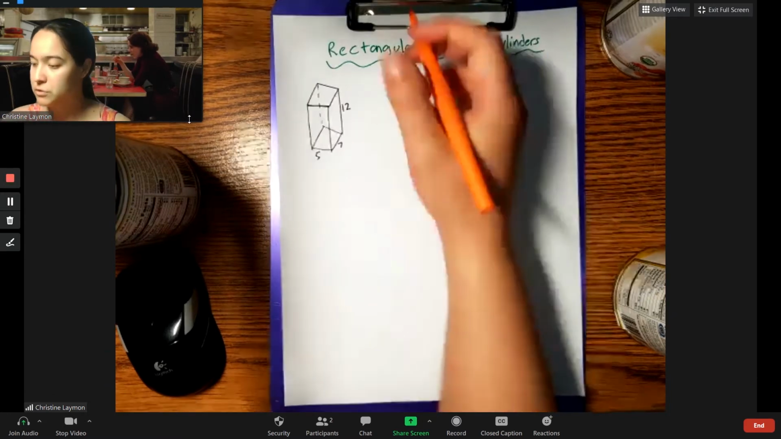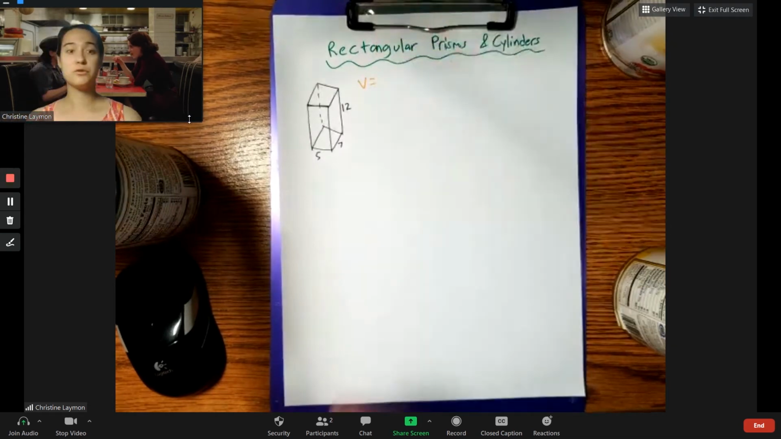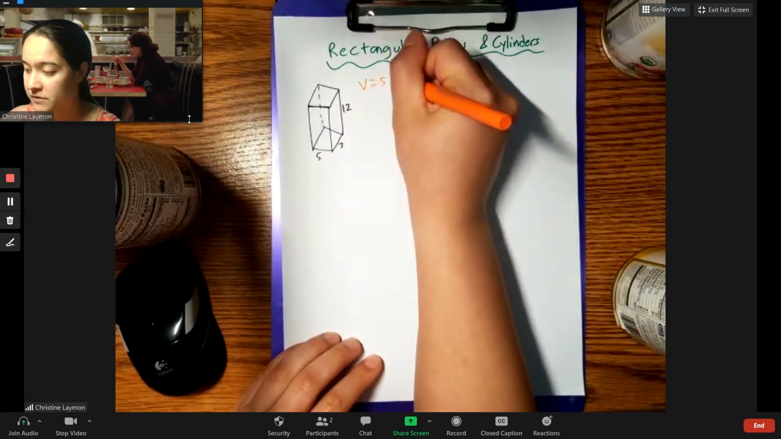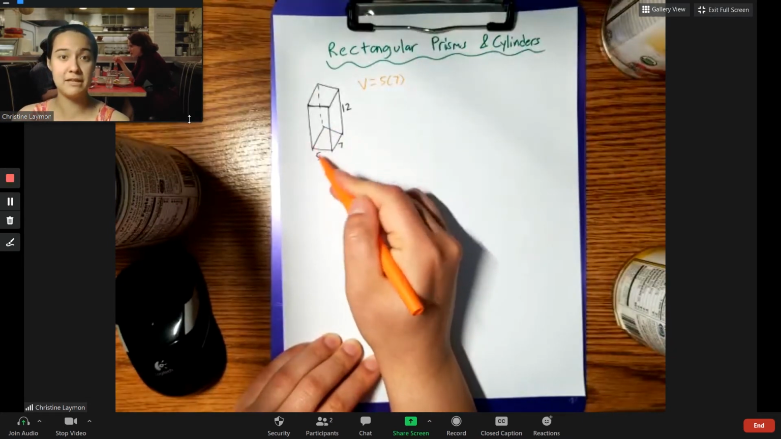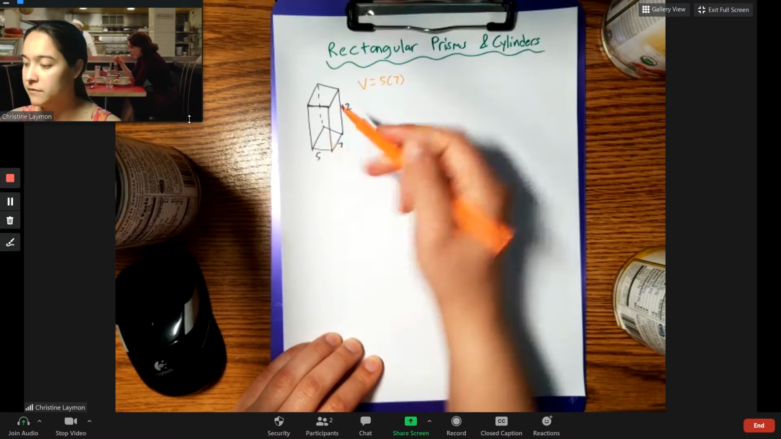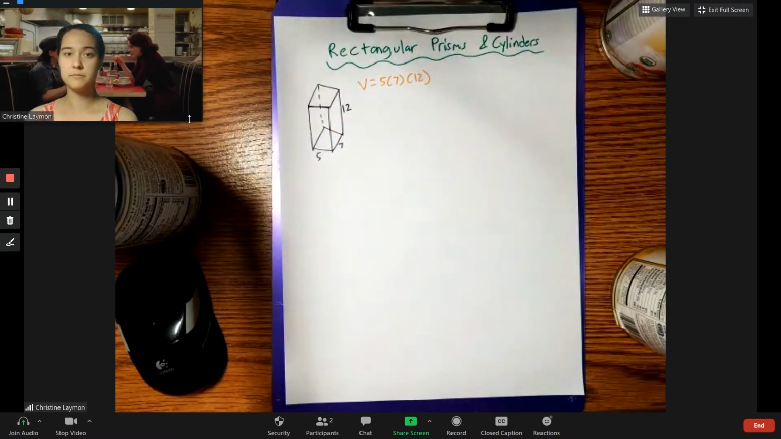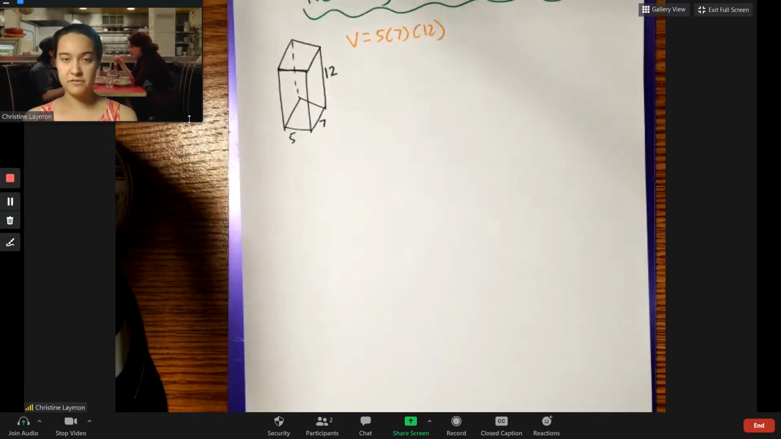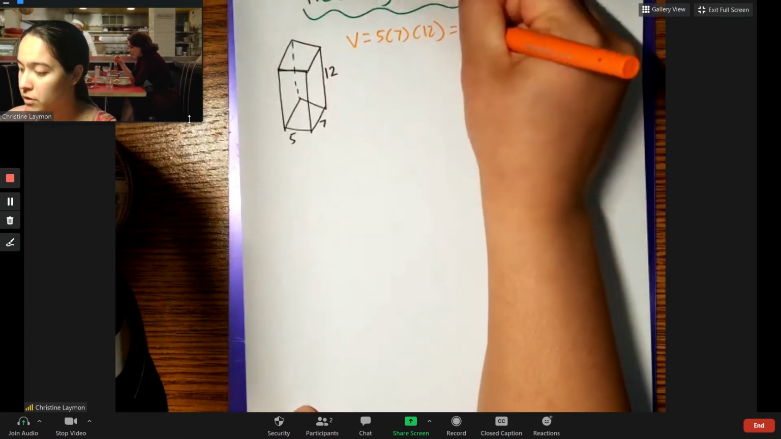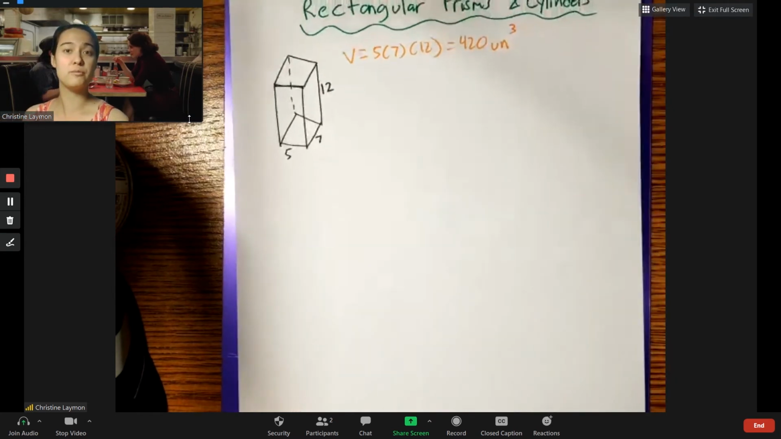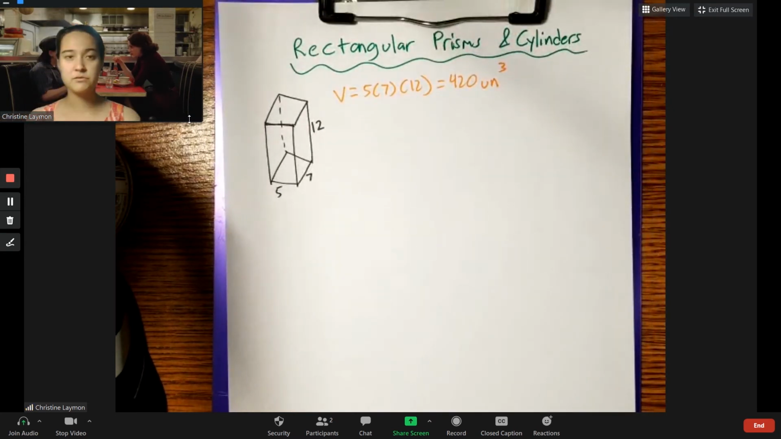Alrighty. So going after volume, the area of my base is 5 times 7. So I have 5 times 7, that's this area of the base down here, times my height of 12. Let's go ahead and multiply those things together. So we have 5 times 7 times 12, and that's 420. So 420, and let's just say these are units cubed. Volume is in cubic units. So that's how much cereal can fit inside this box.